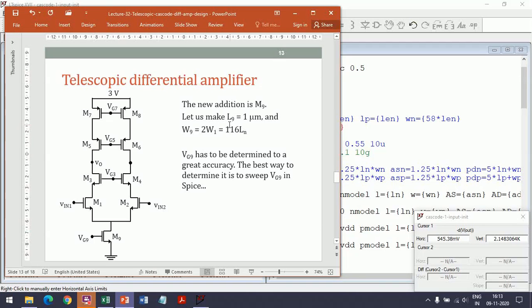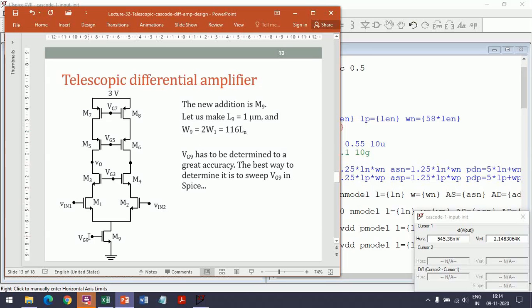So we say, well, to begin with, all the lengths are 1 micron. So let us make L9 also 1 micron. Let us make the width of M9 twice the width of M1, because M9 carries twice the current as M1. So twice of W1 is 116 of Ln. Alright. And then, so that width and lengths are determined, how much VG9 to put.